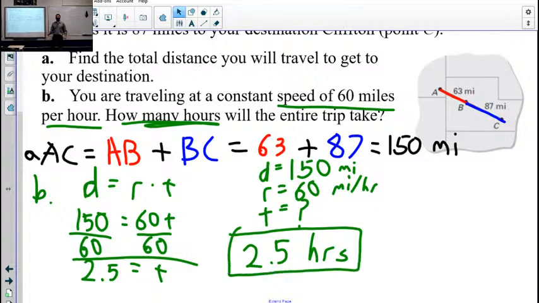We want to keep our units consistent. This was in miles, this was in miles per hour, so that means the time needs to be in hours. That's the other reason units are important. We want to make sure the units match up.